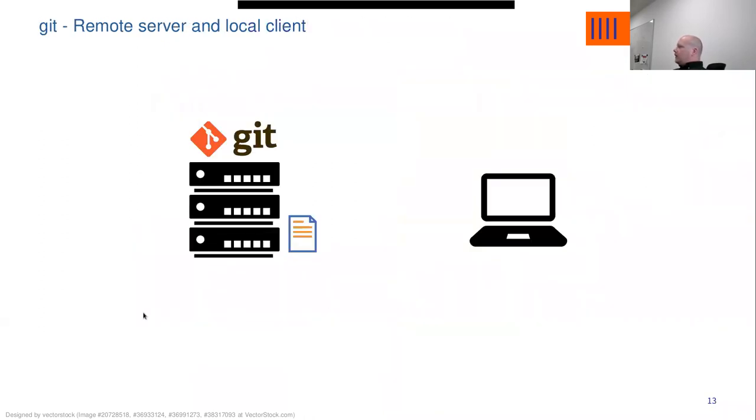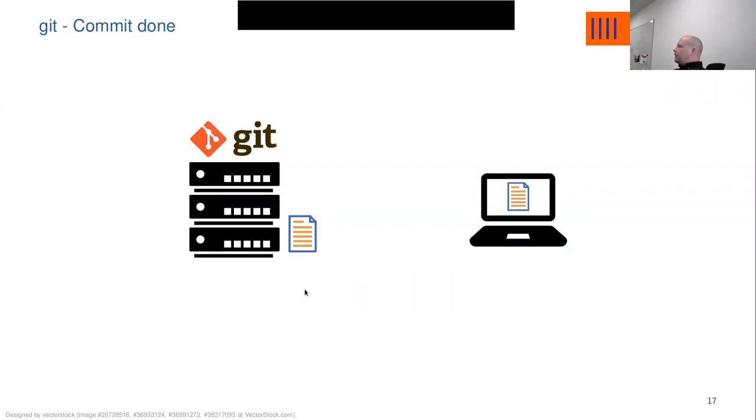So how does Git work in a little bit more detail? We do have our Git server that hosts our files in a repository. And I, as a user, can connect to it and clone or pull the file to my computer. After that, I edit and commit the changes to the file and push it back onto the server. And then my commit is done.